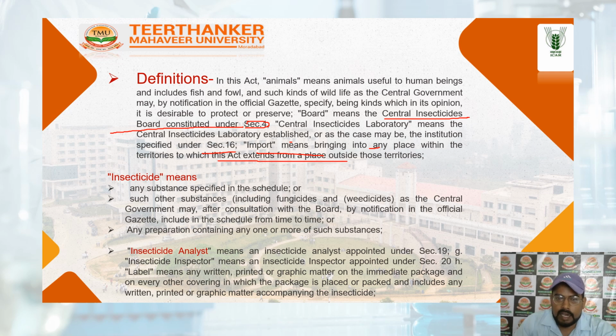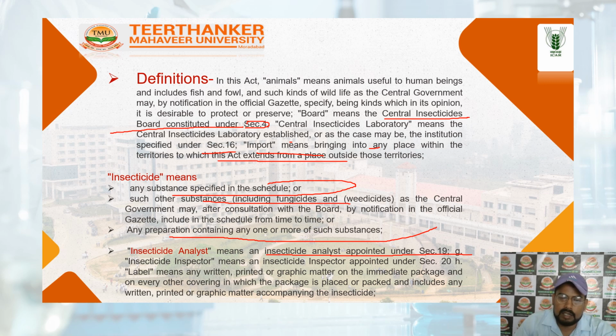Insecticide under the Act means a substance specified in the schedule, such as insecticides and fungicides, as set by the central government, which may consult with the Board and notify in the Official Gazette, including any preparation containing the substance. The insecticide analyst is appointed under Section 19, and there is also the insecticide inspector.